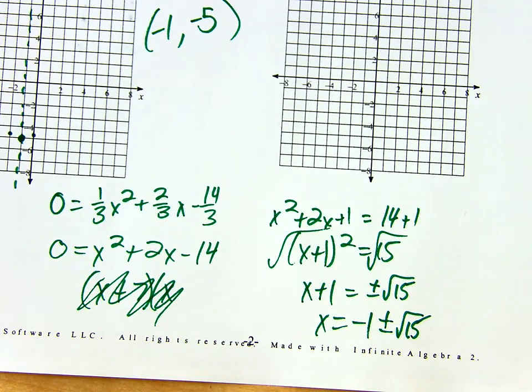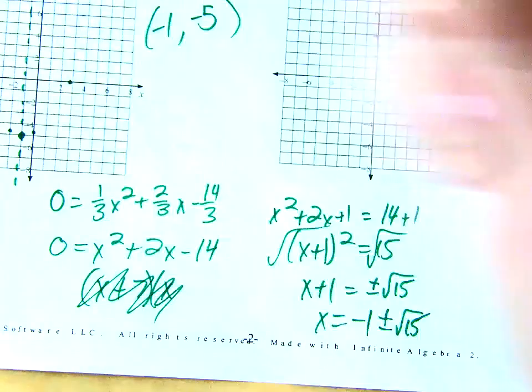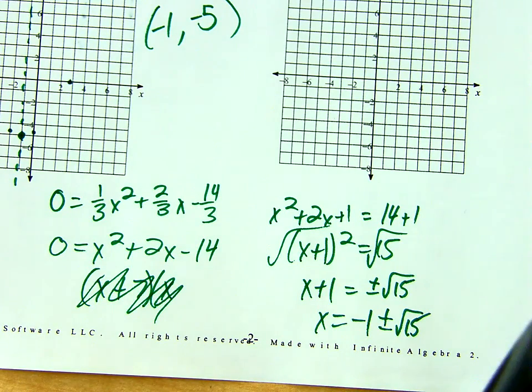Now, how does that help me on a graph? You got to turn that into a decimal. So if I figure out what the square root of 15 is, 3.87. So I'll do -1 plus 3.87. So one of my x-intercepts is at 2.87. And then I'll do -1 minus 3.87.